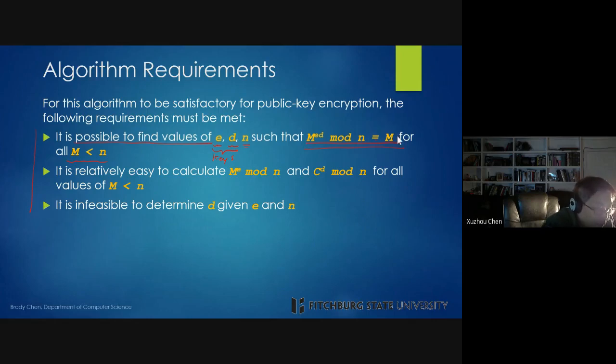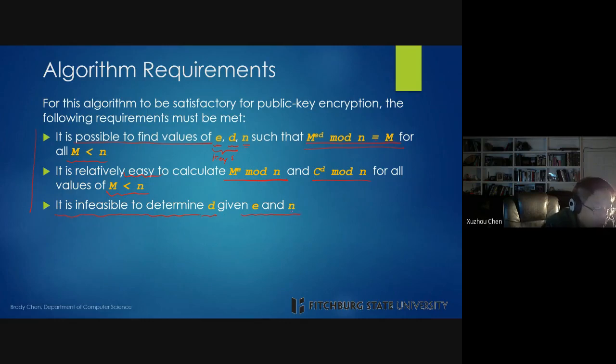That's one assumption. We can find these three numbers, E, D and N. Also, it's relatively easy to calculate M to the E modulo N, or C to the D modulo N, for any value M less than N. But it's infeasible to determine D given E and N.